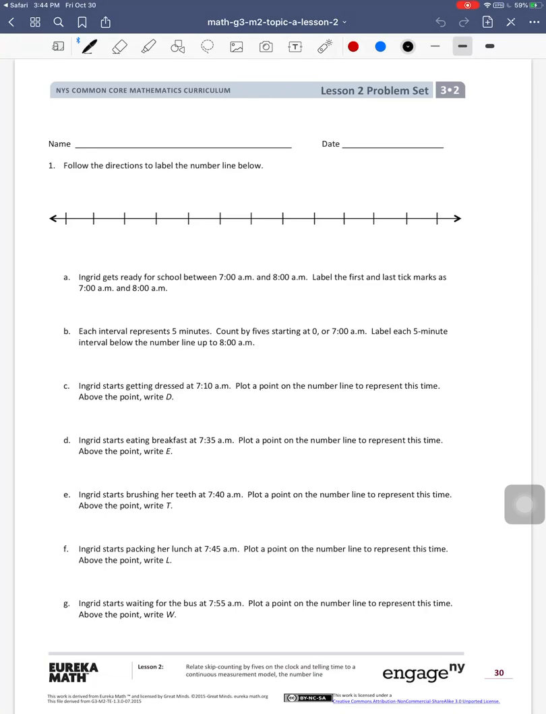Time to check. Module 2, Lesson 2. Here is our problem set. Number 1. Follow directions to label the number line below.